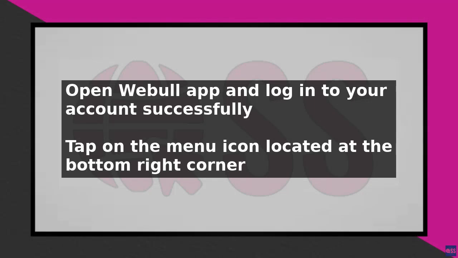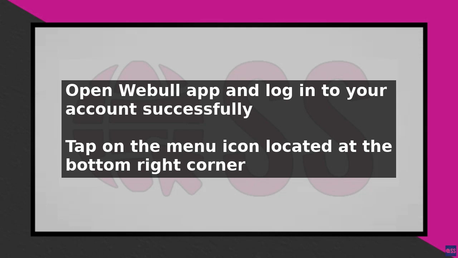To turn on extended hours on Webull, follow these steps. First, open the Webull app and log into your account. Once you are logged in, tap on the menu icon, which is usually located at the bottom right corner of the screen. Next, select the account icon, which will take you to the account settings page.